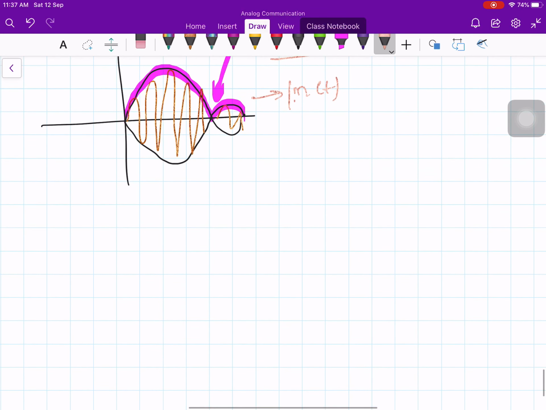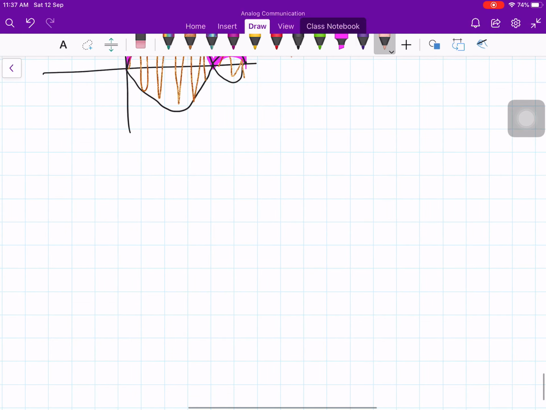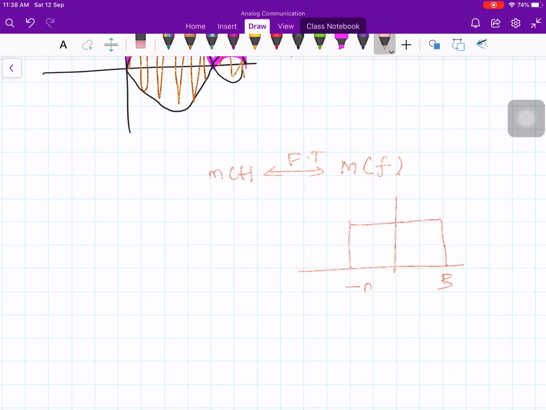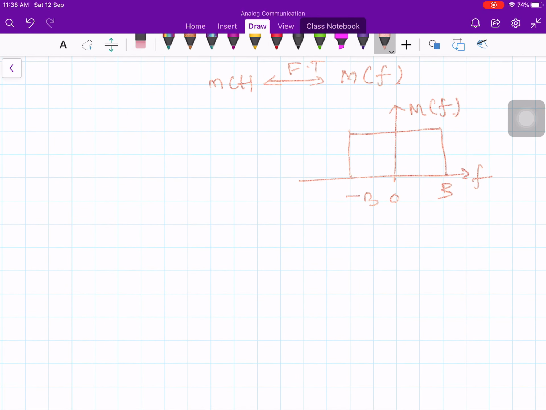Now let us look at how it looks in the frequency domain. To do that, let me say this is my m of t. You take the Fourier transform, and I will get m of f. Let me define the message spectrum, our old friend, like this. This is B and minus B, around 0 Hertz frequency, and this is m of f. It has absolutely no reason for this particular shape. You can choose any shape as you like.